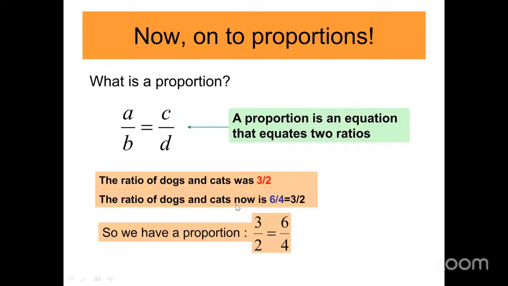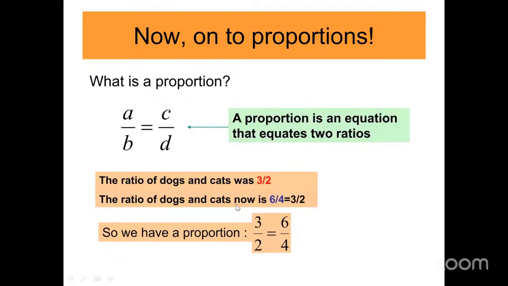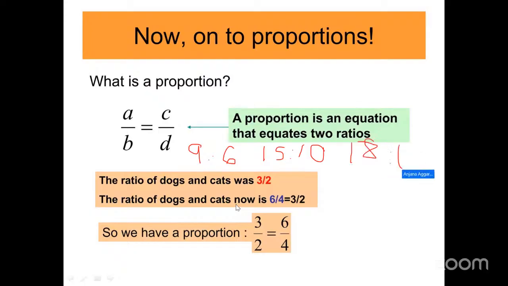You can have 9:6. You can have 15:10. You can have 18:12. You can have 21:14. Okay, I got it.